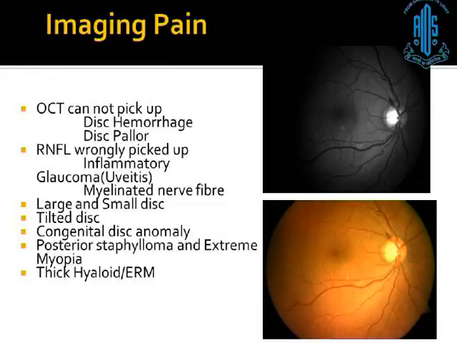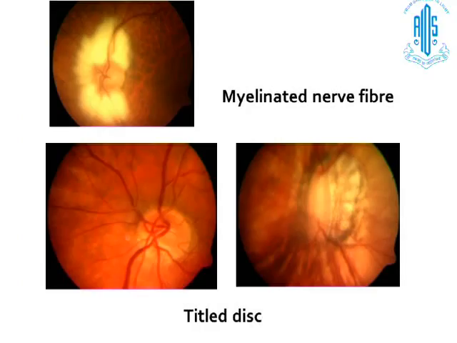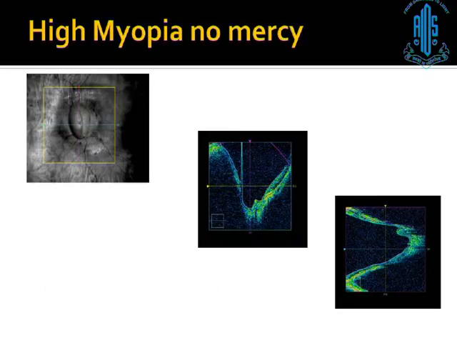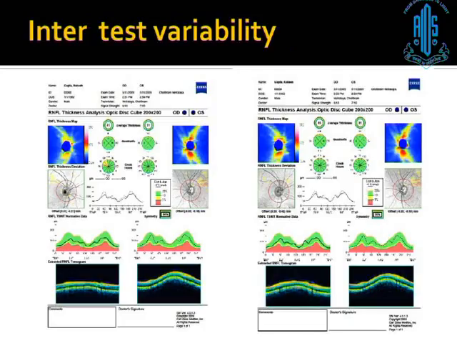Look at this. This patient has a disc hemorrhage, it's a splinter hemorrhage, with an RNFL defect, but the OCT says that everything is normal. OCT cannot pick up all these things. OCT cannot pick up all this kind of disc. This is all very, very difficult to image even by this. You have to depend on your clinical judgment and acumen. There is an inter-test variability, 5 minutes apart. This test has been done, and this is all green, and you can see that there is a deviation.